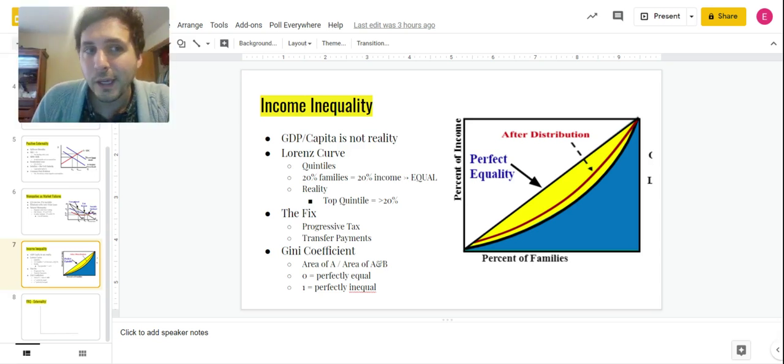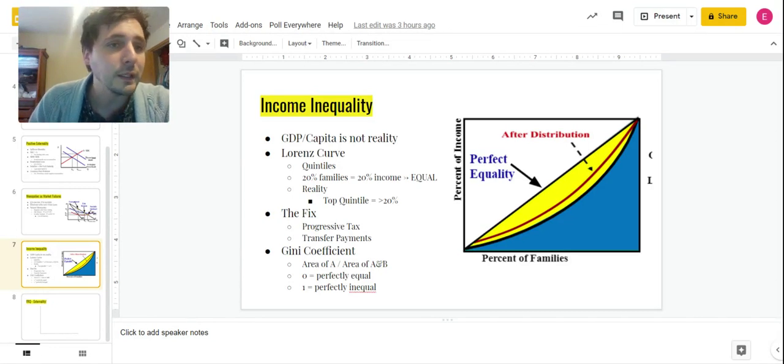All right, final concept is income inequality. Income inequality is a market failure because there's a disconnect between what we measure as a standard of living and the actual standard of living. We measure something called GDP per capita, which is just our GDP or total income divided by our population, as a measure of the quality of life or the standard of living.